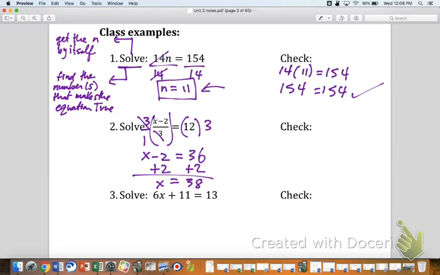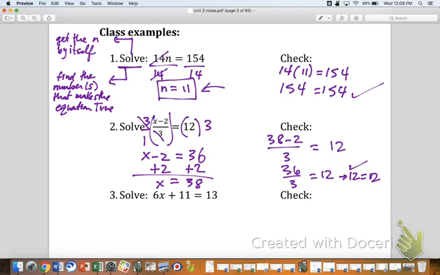I'm going to take that 38 and plug it in where the x was. So it would look like this: 38 minus 2 over 3 equals 12. If I follow order of operations, wouldn't I do 38 minus 2 first? So that would be 36. And 36 divided by 3 is 12. So 12 equals 12. It does check. Remember, the solution we come up with really needs to make the equation true.